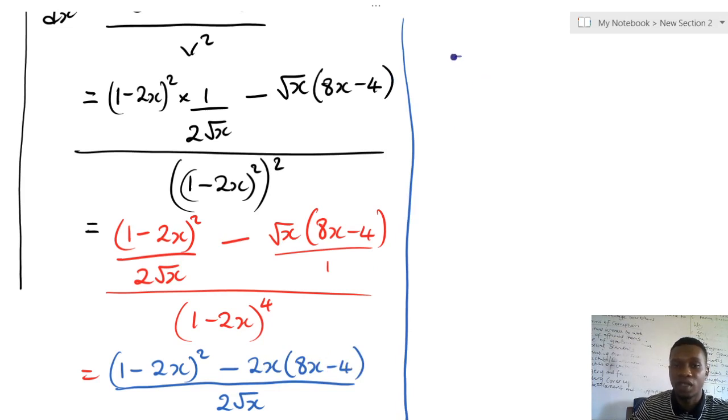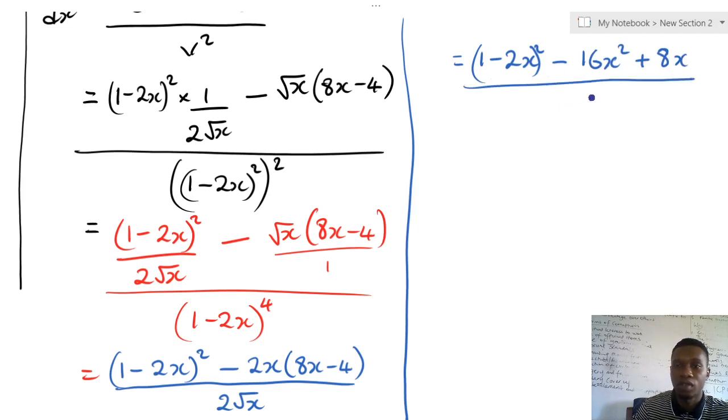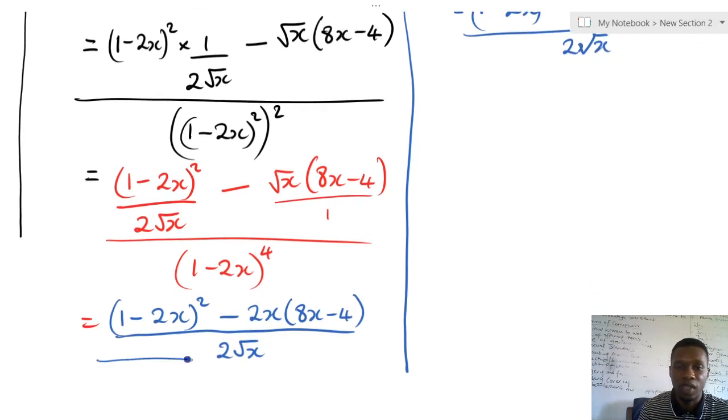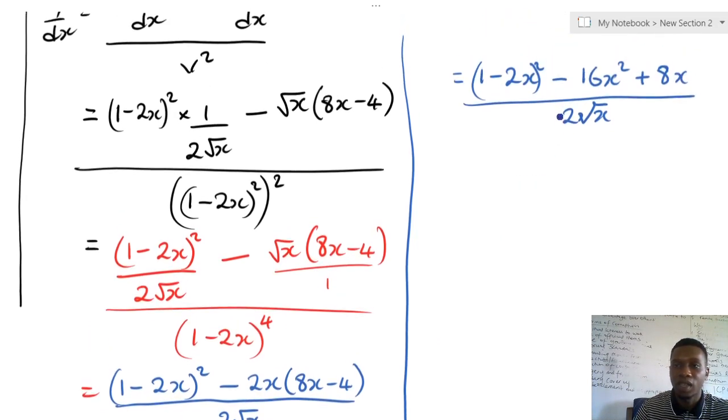Next, we have 1 minus 2x squared, all in brackets, minus... I can open this bracket to be 16x squared plus 8x over 2 root x. Now, I know that in this part I escaped writing 1 minus 2x with the power of 4, so let's put it back. And then we have, still the same thing, 1 minus 2x raised to the power of 4.